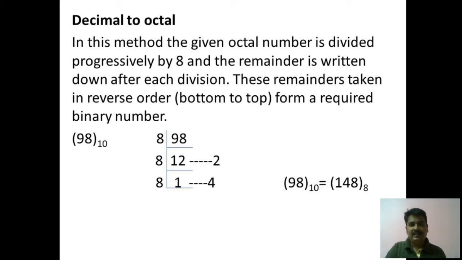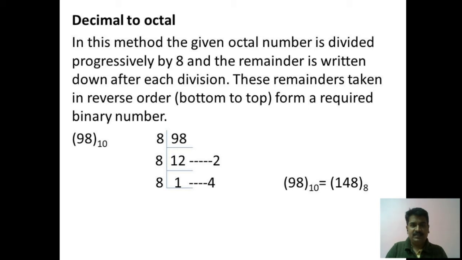And the remainder is written down after each division. Exactly the same procedure. The remainders are taken in the reverse order again. Reverse order, that means from bottom to top, will give you the required octal number. With an example you will understand very clearly.